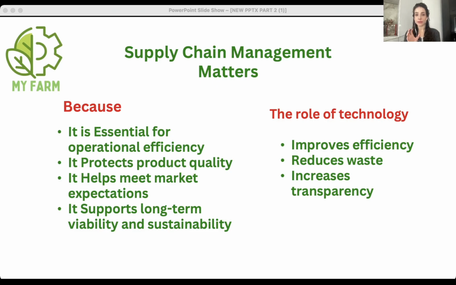Well, effective supply chain management is therefore critical not just for operational efficiency but for preserving product quality, meeting market expectations, and ensuring the overall viability and sustainability of agricultural enterprises. Today, technology is increasingly helping farmers and agribusinesses to overcome these barriers, to improve their efficiency, reduce waste, and increase the transparency in their operations.